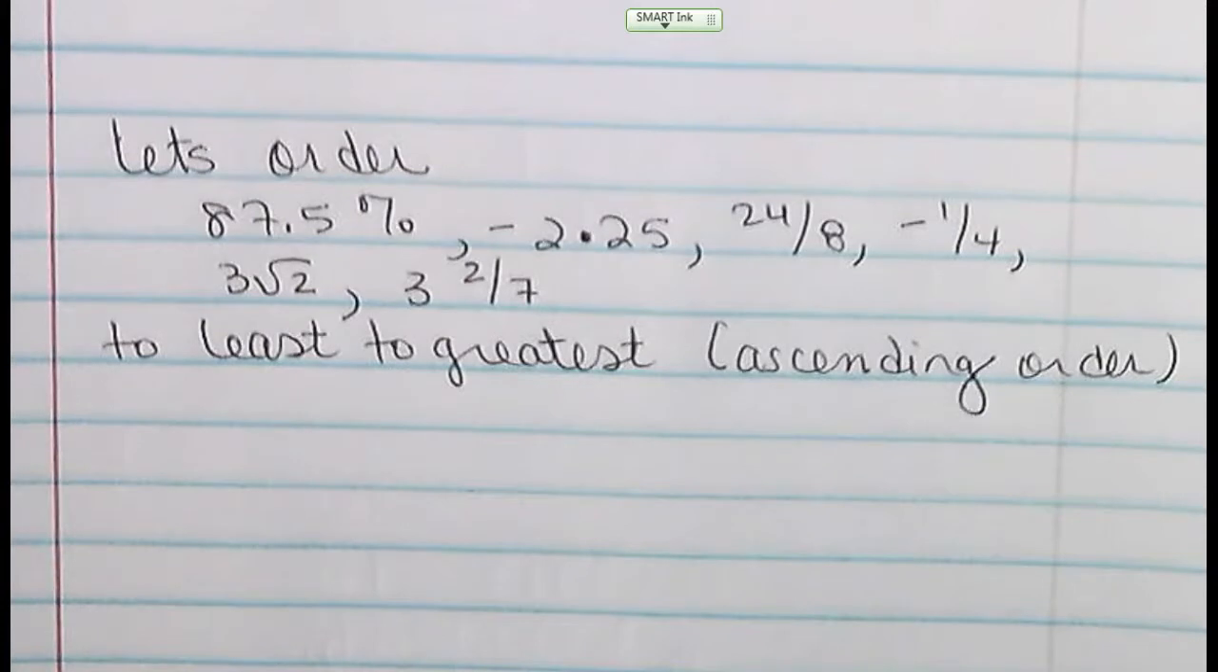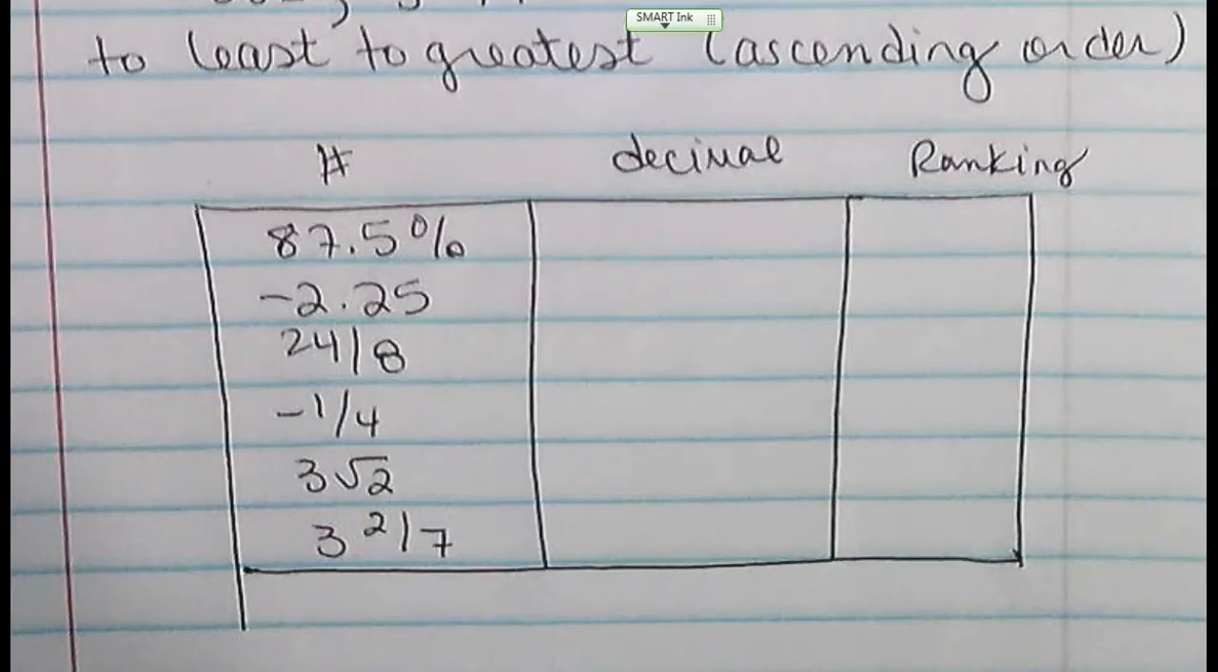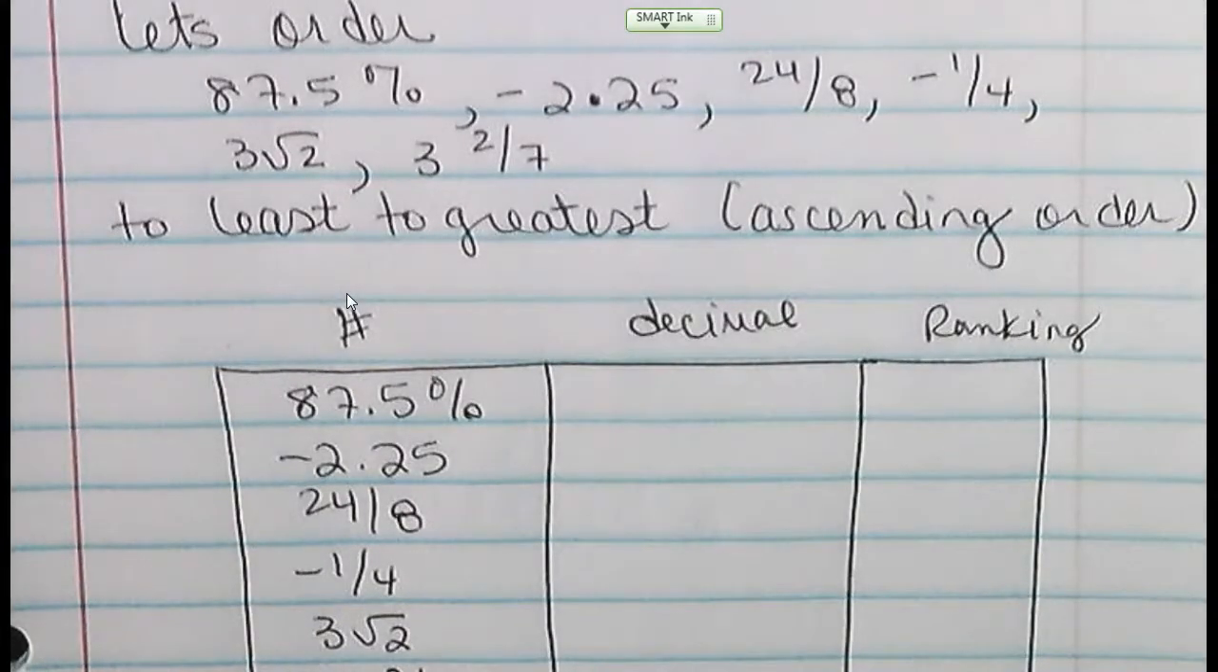So let's build a chart so then we can be a little more organized. So stop the video and build a chart. Alrighty, so here's my chart. Hopefully yours looks the same. I put 3 columns on mine. First of all, here's your numbers, and I just pulled them from the story, and they were up there. So 87.5%, -2.25, 24 over 8, -1/4, 3 square root 2, and 3 2/7.